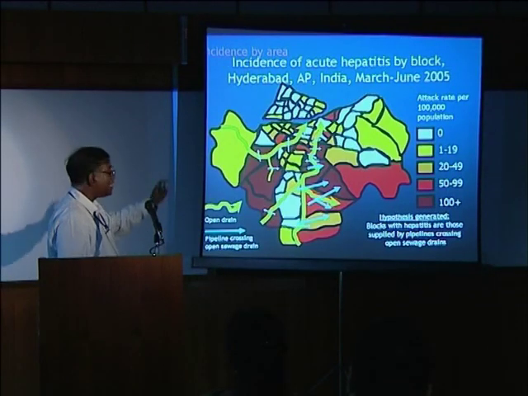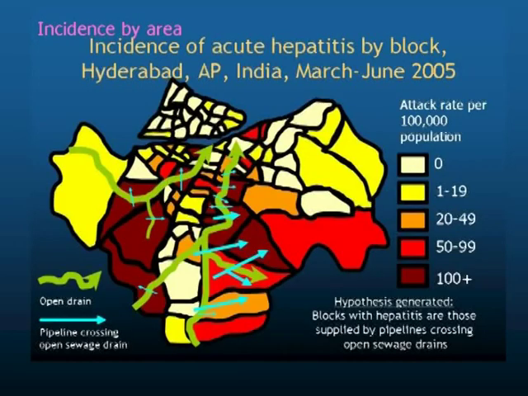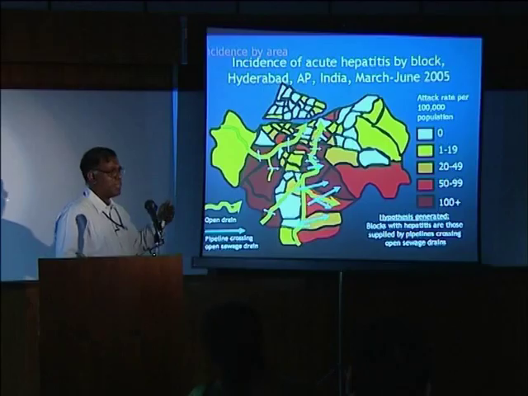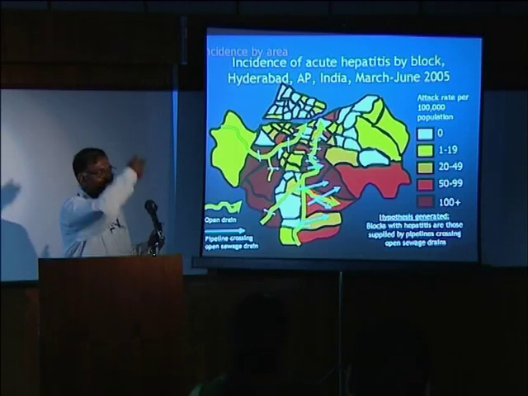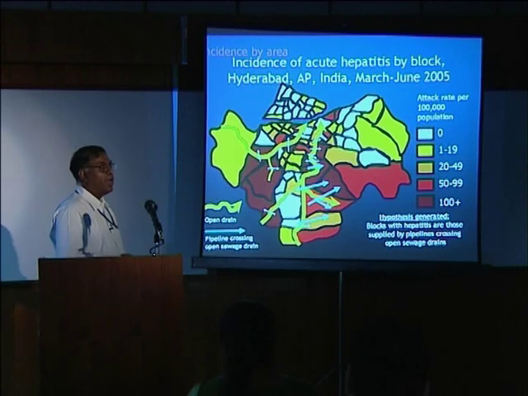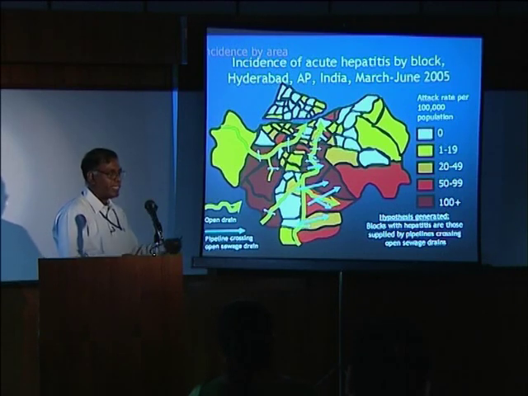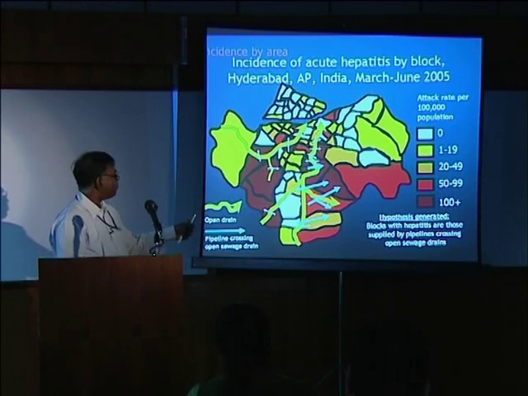This is again an excellent map of a huge hepatitis outbreak that happened in Hyderabad. One of our scholars did a remarkable investigation, because different agencies were working on that, and then they found the sewage line and the water supply line were mixing in a few places, and that was the reason for it.